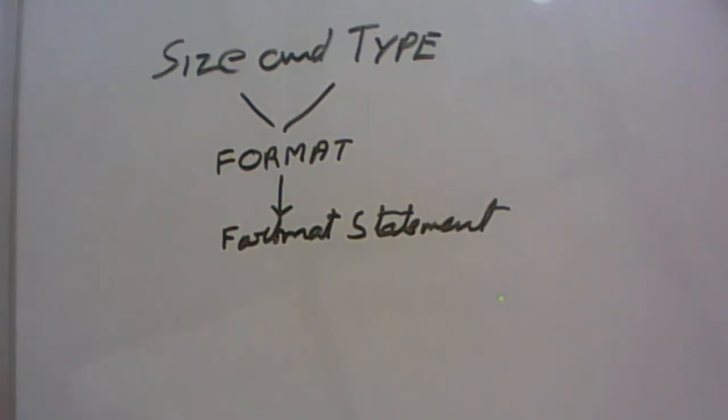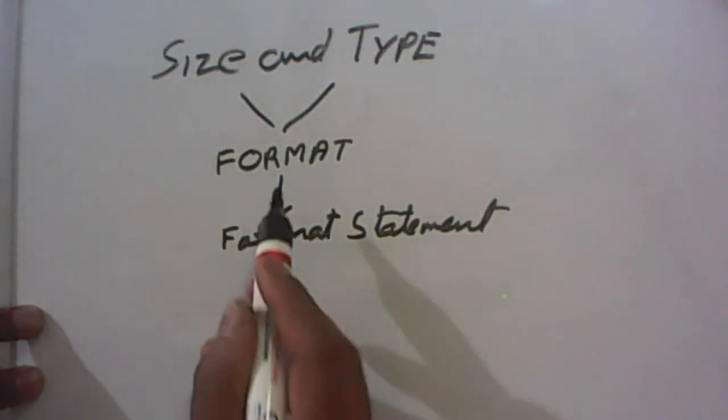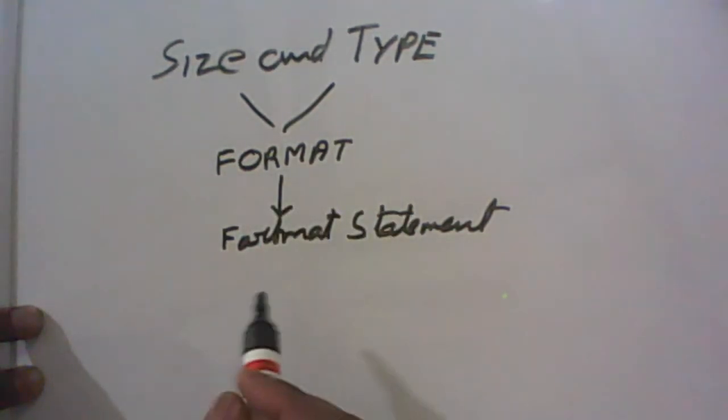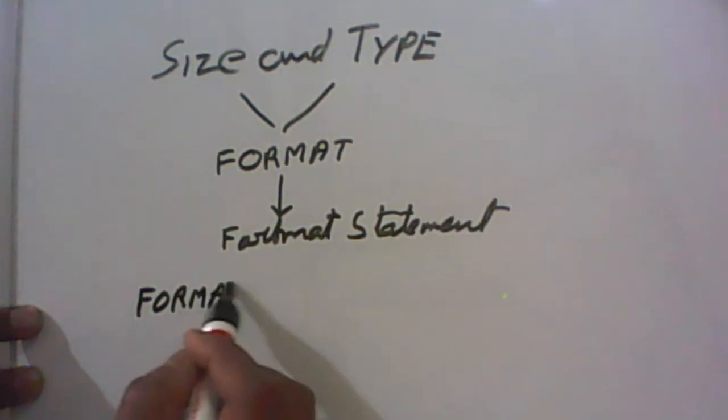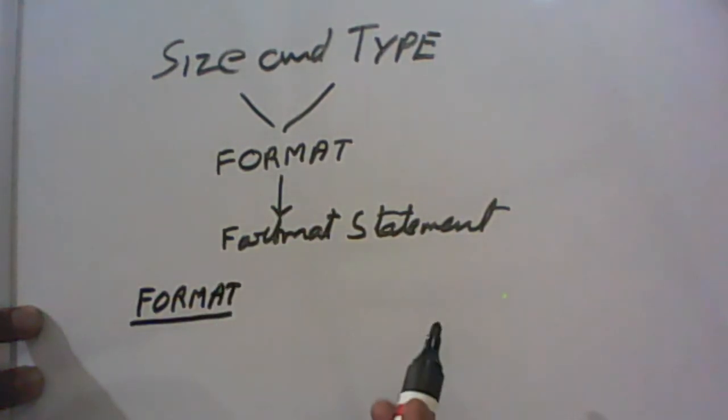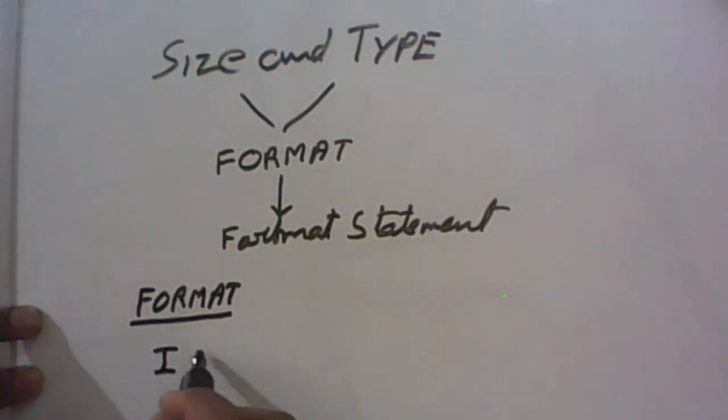So this format specification or the format statement is used to specify, as I told you, the type and size of the data. So we need to know the format of the type and size of the data. So this format can be of different types. So the first one that we talk about is what is called the I format.